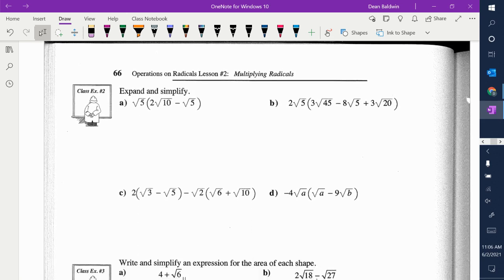And let's do next page. We'll do B. All right. So, we'll do A first because A kind of leads into B, and we don't have to simplify this one.